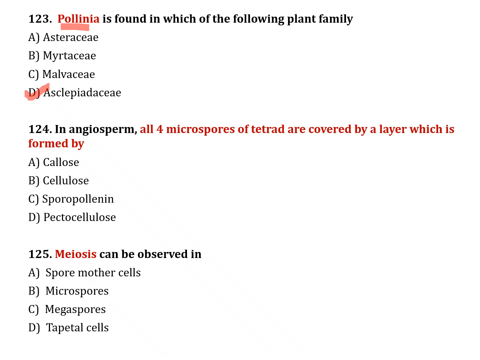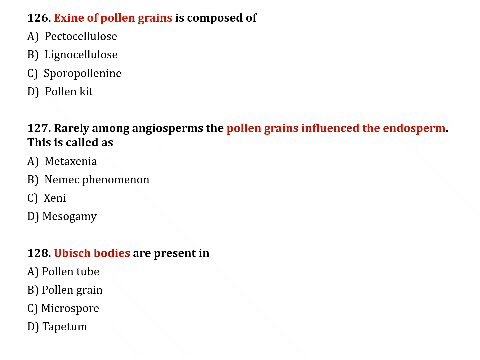The next question, number 124. In angiosperms, all 4 microspores of a tetrad are covered by a layer which is formed by option A callose, option B cellulose, option C sporopollenin, option D pectocellulose. Correct answer is option A, callose. The next question, number 125. Meiosis can be observed in option A spore mother cell, option B microspore, option C megaspore, option D tapetal cell. Correct answer is option A, spore mother cell. The next question, number 126.